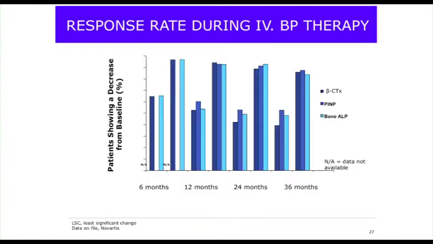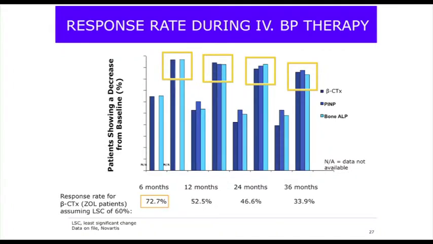There has been a lot of discussion: could you use markers to look at response rates? And when we had the oral drugs like alendronate, there was a lot of disappointment when using markers because there was huge variability. But that's of course because these drugs have a huge variation in compliance. Some patients don't take the drug, and no wonder your drug will not show a response.